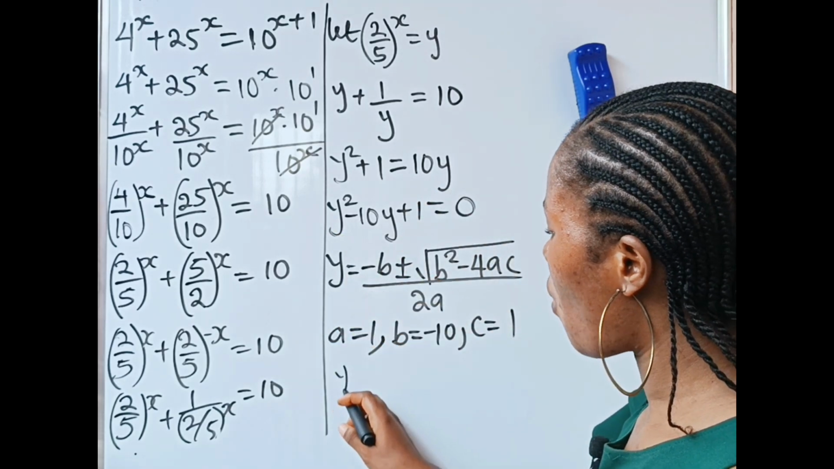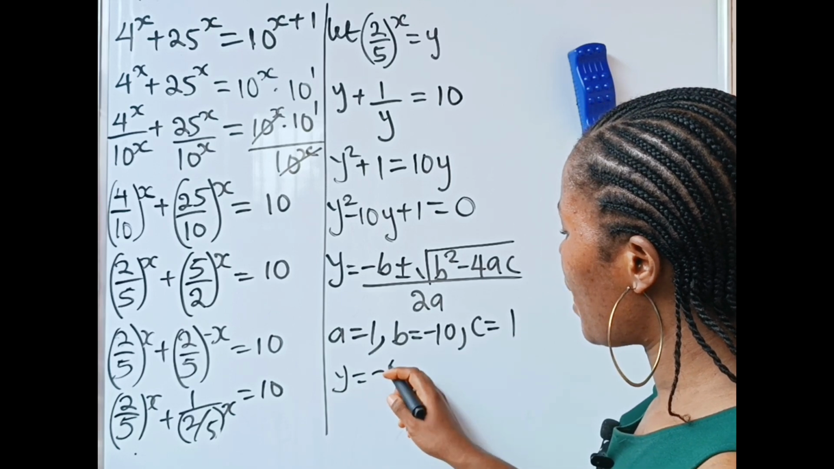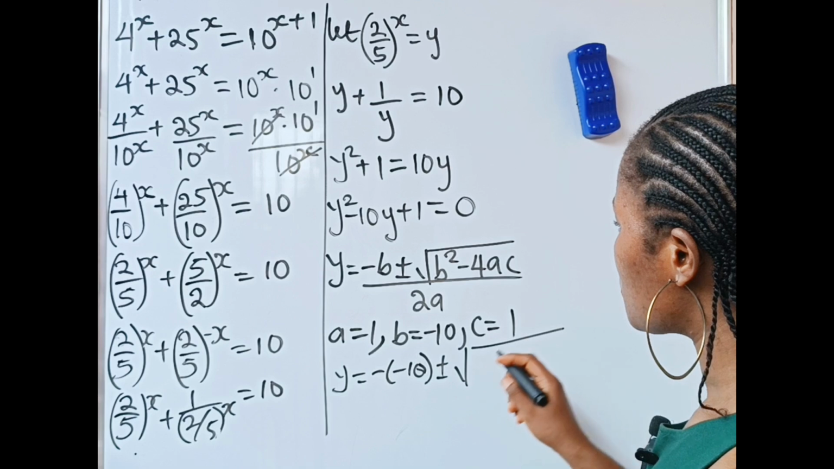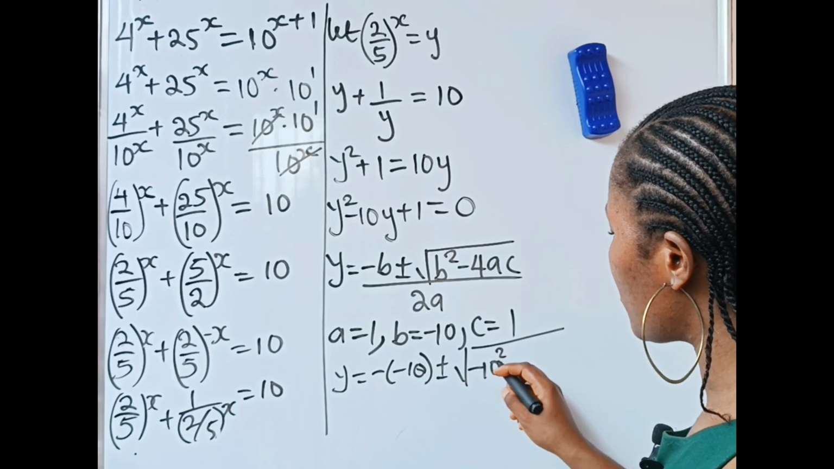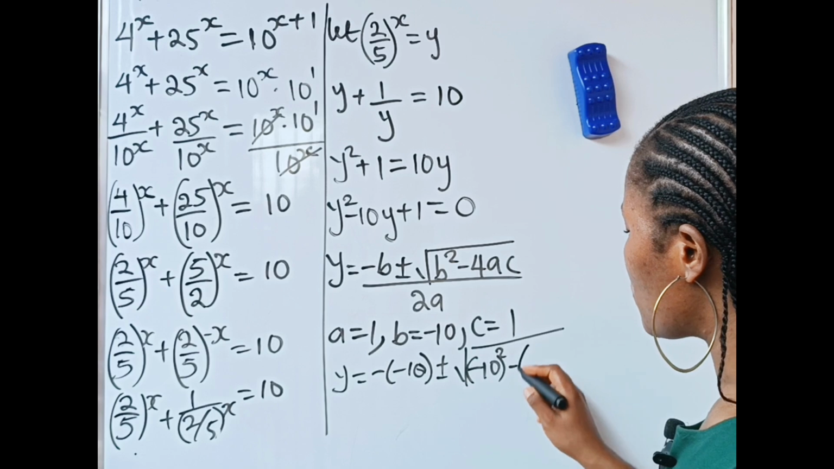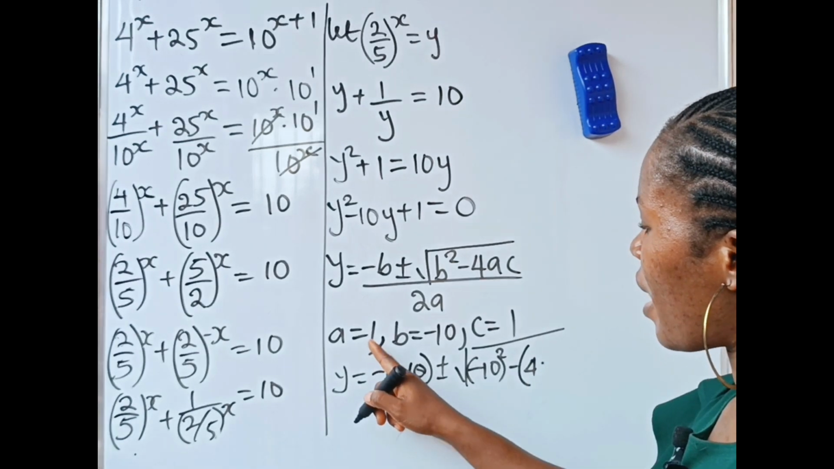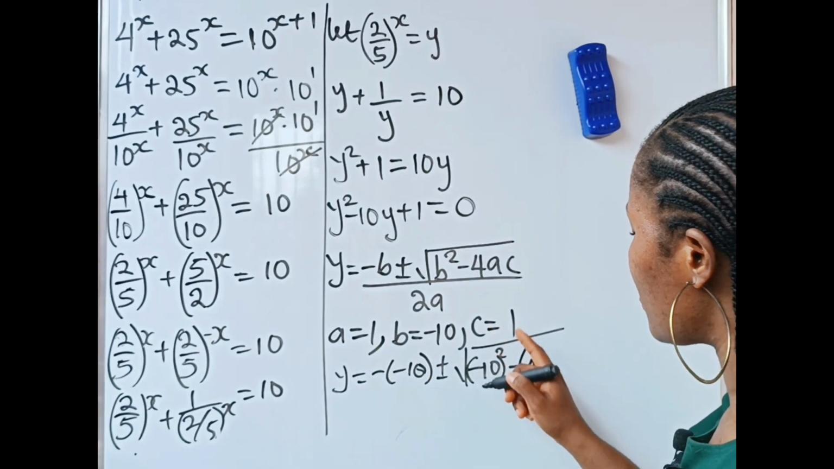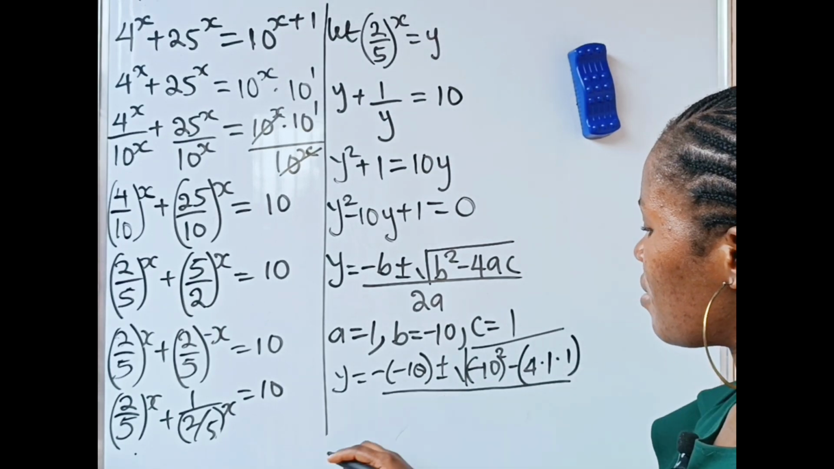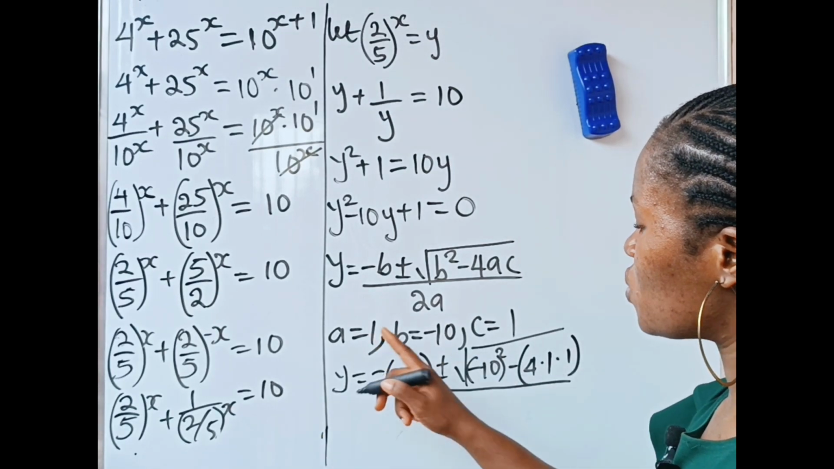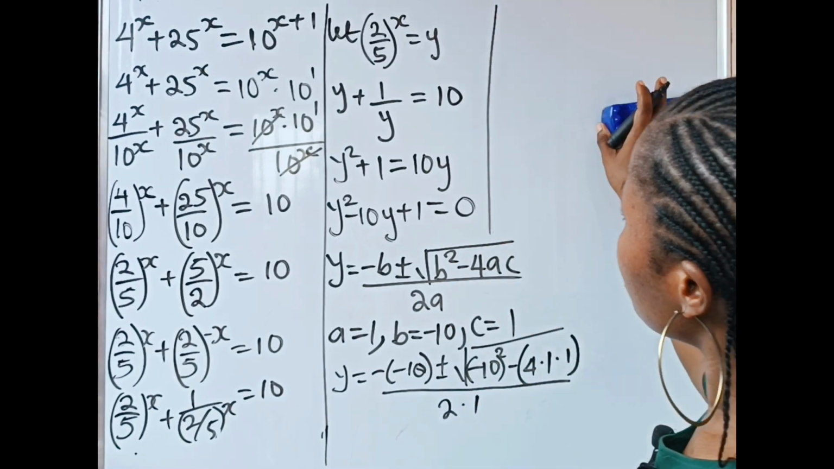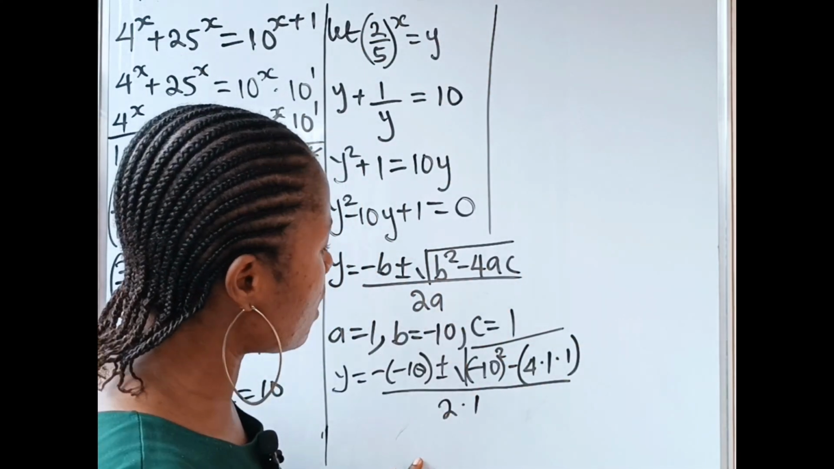So we are going to have that y is equal to minus minus 10 plus or minus square root of minus 10 squared minus 4ac, 4 multiplied by 1 multiplied by 1, right? Now everything divided by 2a, that is 2 times 1. Okay, now let me turn to this side.